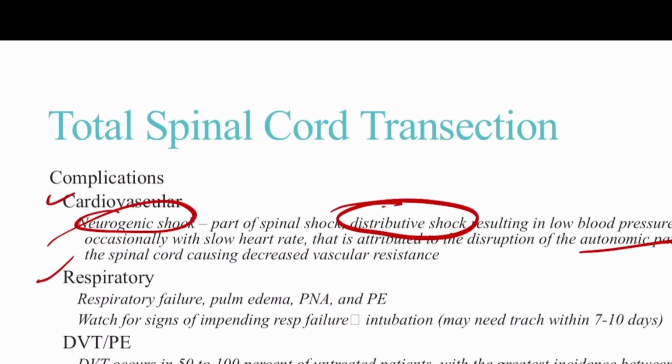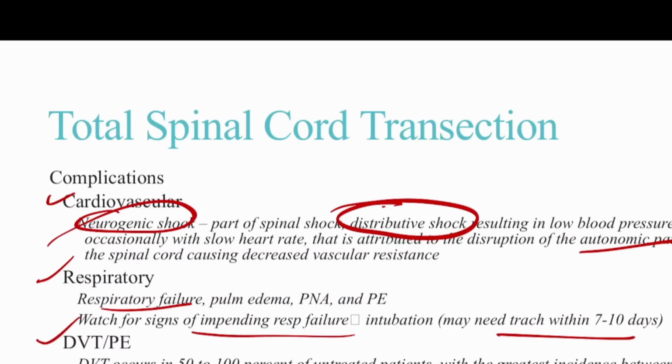Respiratory considerations. They can have respiratory failure, go to pulmonary edema, pneumonia, aspiration pneumonia, pulmonary embolism is there. So watch for signs of impending respiratory failure. And then depending on where that spinal cord transection occurred, you have to start thinking about long term. If they can't support their breathing and they are on intubation, you can't keep a patient on intubation forever. So you take them off and you worry about getting a trach, especially if you know that their breathing support is not going to return. You get a trach and the trach will breathe for them.